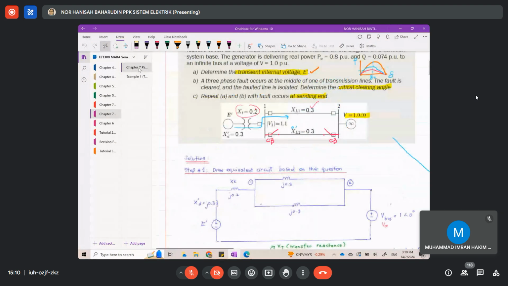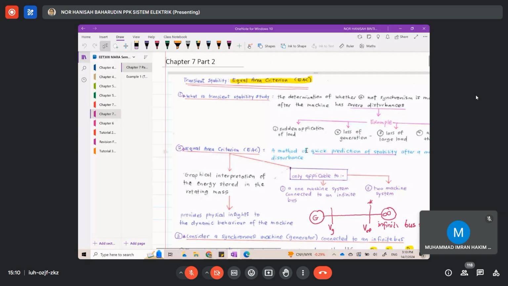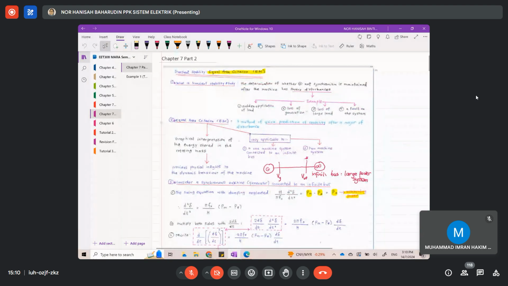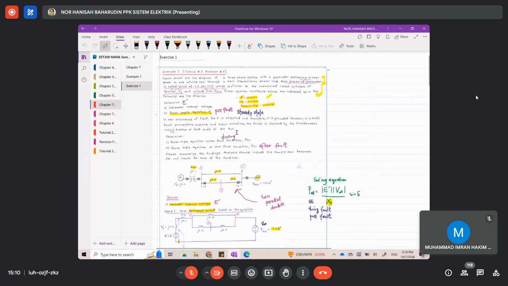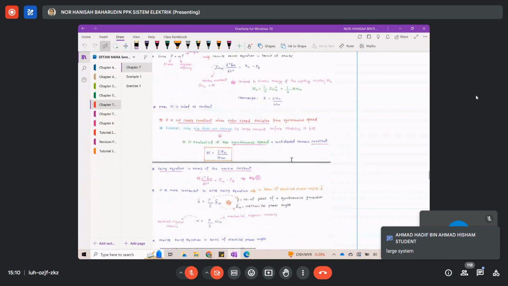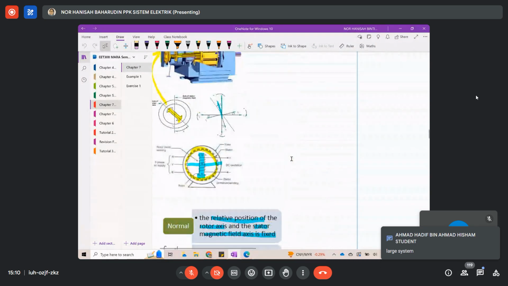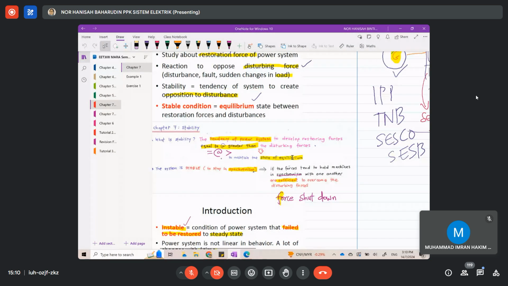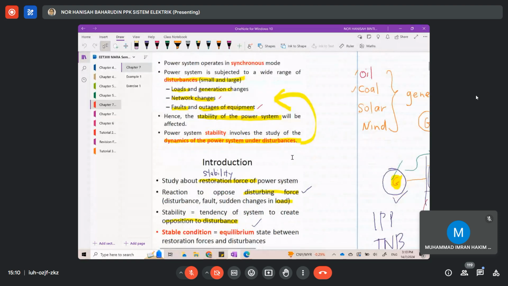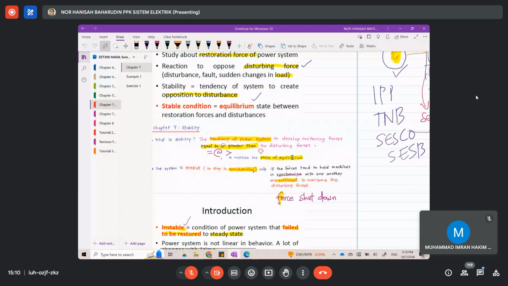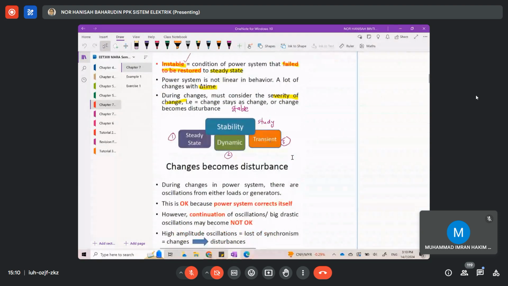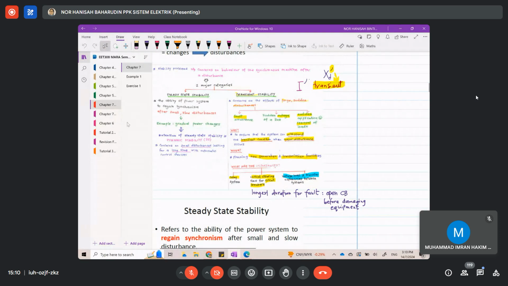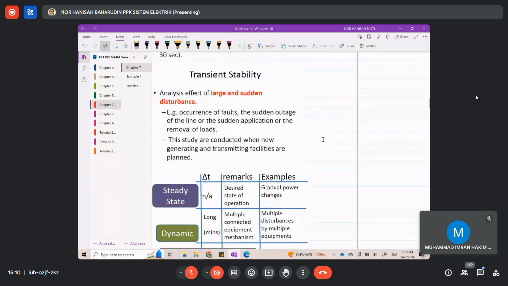What is infinite bus, students? Large load. I have told you so many times that the infinite bus is the large loads. Okay, I hope that you can understand what is the infinite bus.